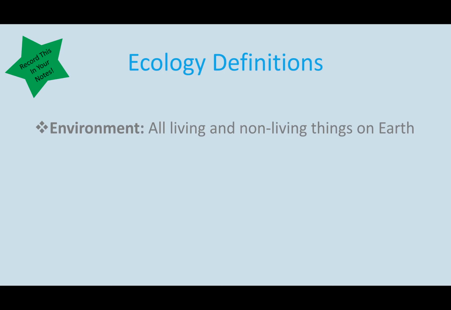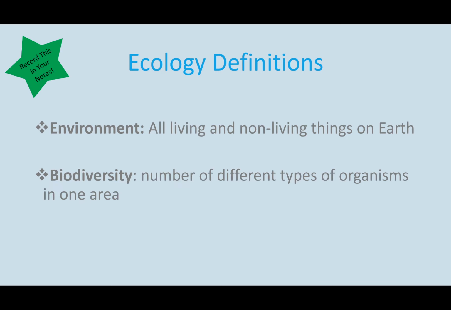Environment means all living and non-living things on Earth. So if we talk about the environment, it's everything, all abiotic and biotic factors. Biodiversity is the number of different types of organisms in one area. So it's not the number of organisms, it's the number of different types. If you have a high biodiversity in an area, that means there are lots of different types of organisms, not just one.